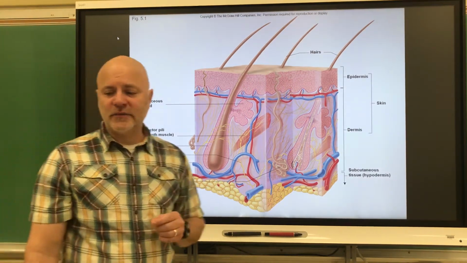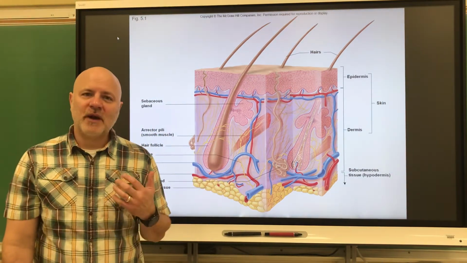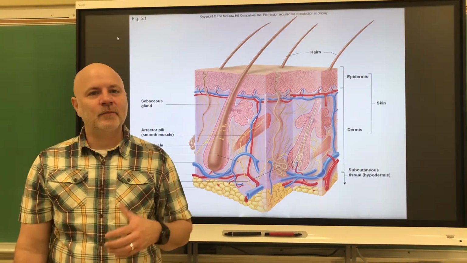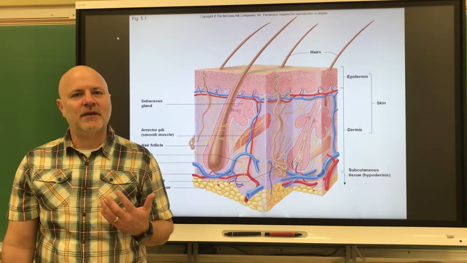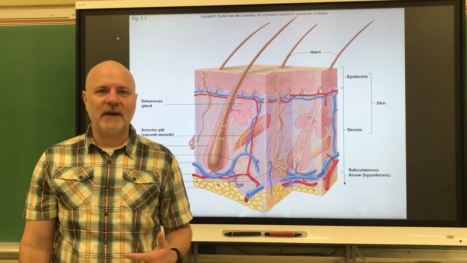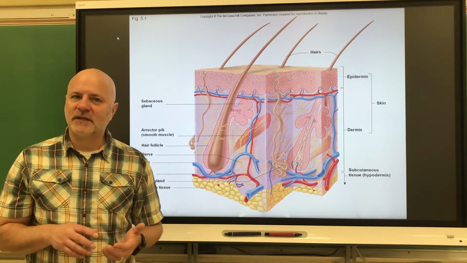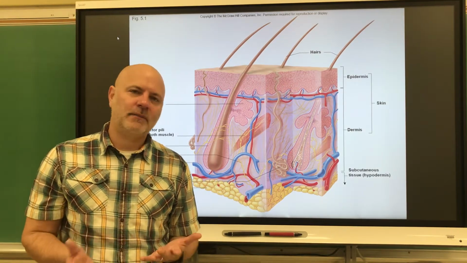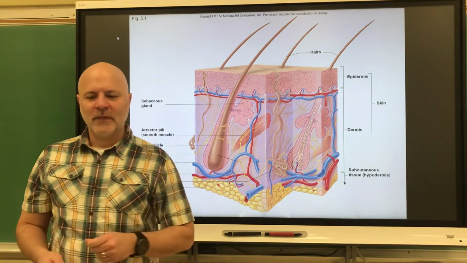Now, if we look at distribution and types, we have about 5 million hairs on the human body, most of which are on the general surface. 98% are on the general surface, meaning not the head. So we have about 100,000 hairs on our head. Well, some of us have more than others.